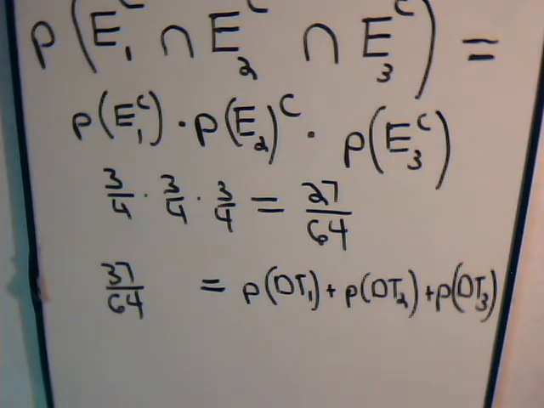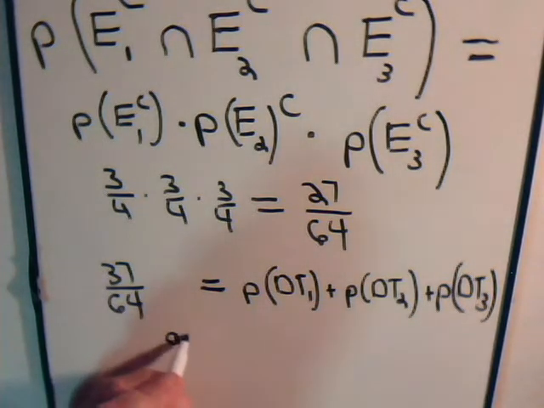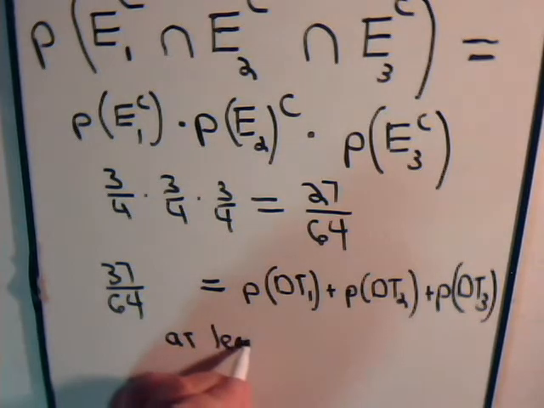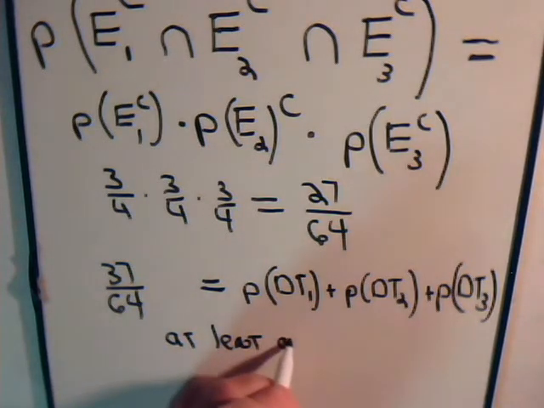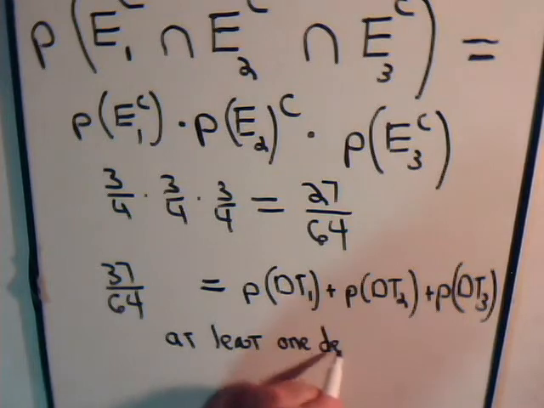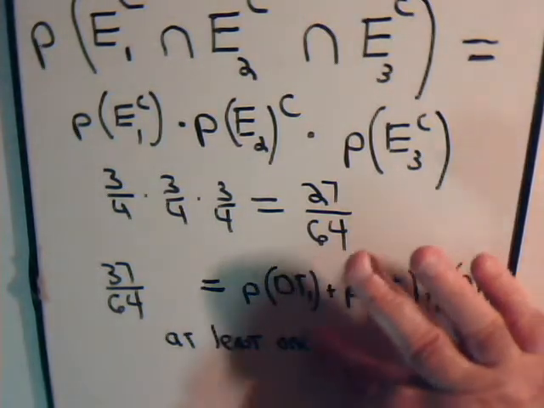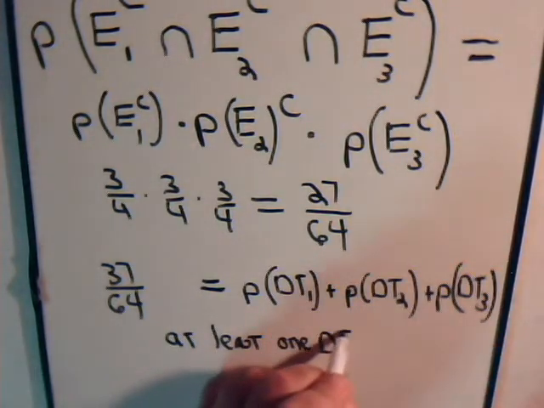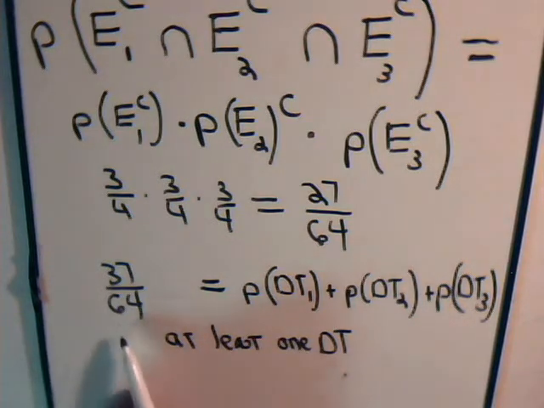Remember, the problem stated at least one defective transistor. What is the probability of that? And that would be this number right here. This includes the sum of all the possibilities, including just one. So this would be the probability then of detecting at least one defective transistor.